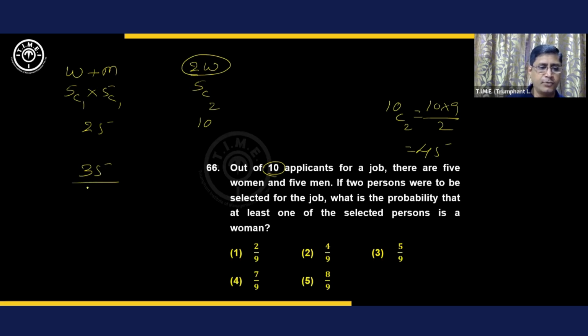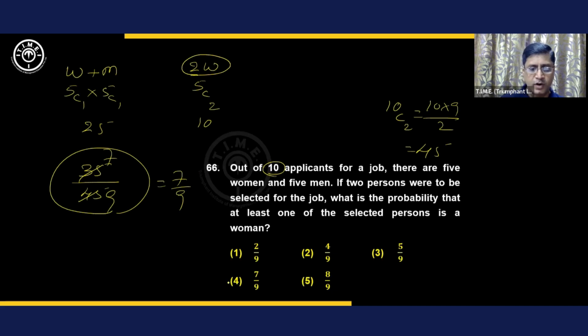35 upon 45. So what is the result? 7 by 9. So 7 by 9 is the probability. So what is the right choice? Option number 4.